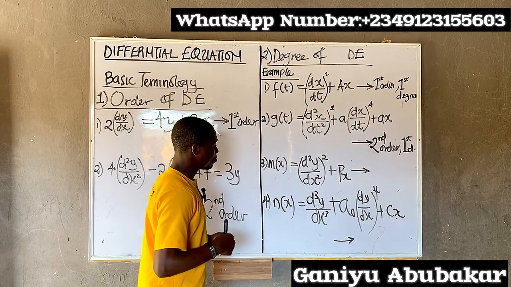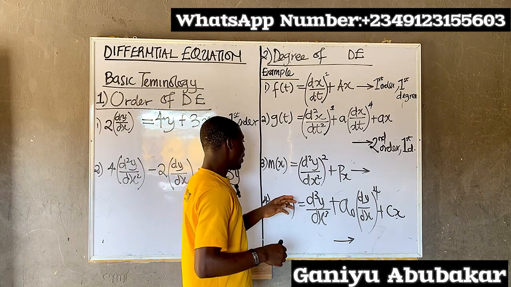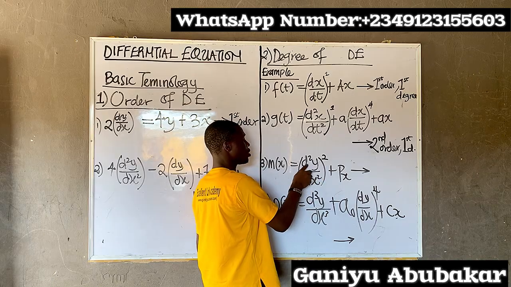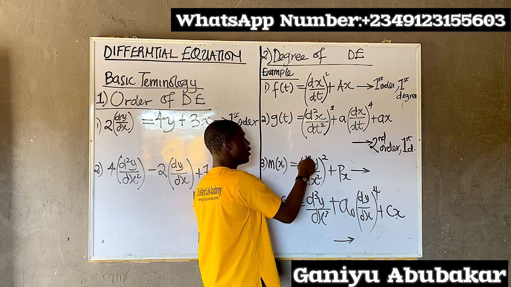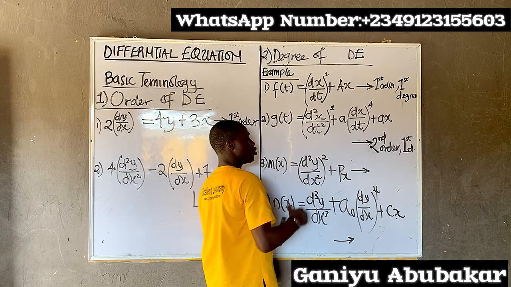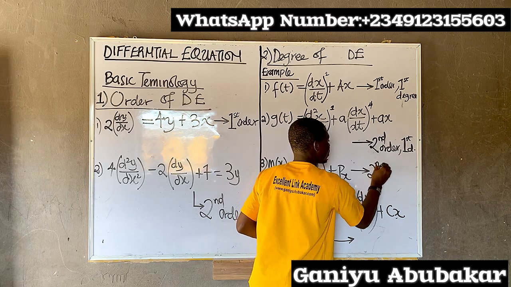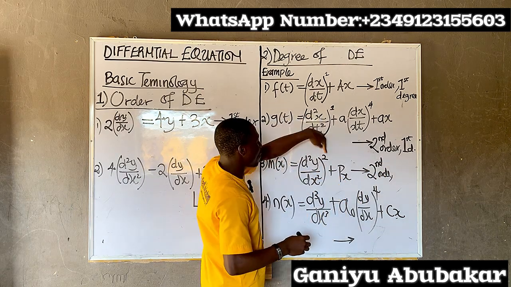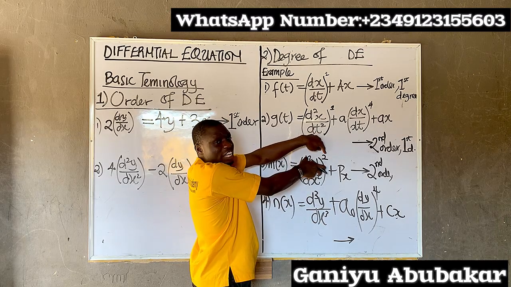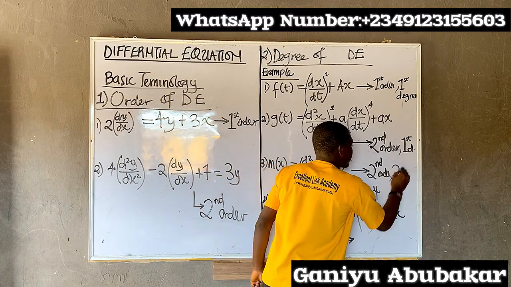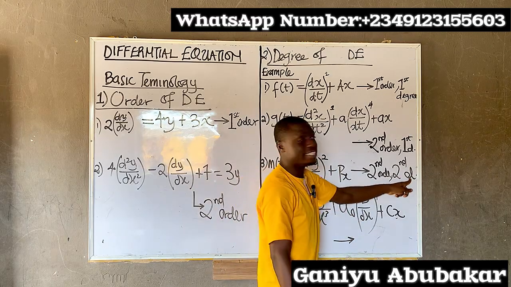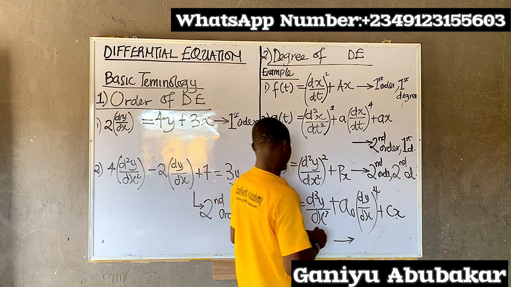Let's do number 3. For number 3 here, of course, I have only just one differential coefficient, which is d squared y over dx squared. The second derivative is second order. The degree is simply the power to which the highest differential coefficient is being raised, which is 2. That's second degree. Complete your own. All right.